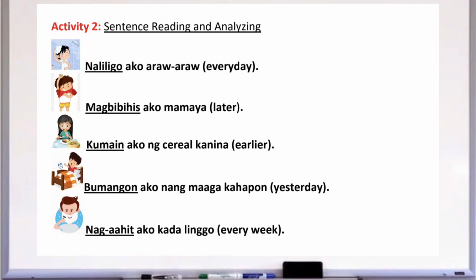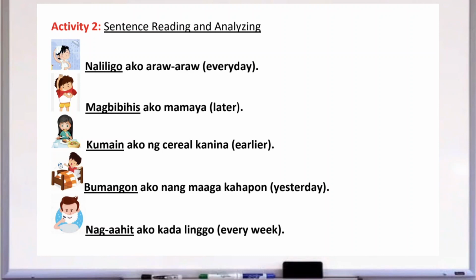All right, let's go. Number 1. Naliligo ako araw-araw. Number 2. Magbibihis ako mamaya. Number 3. Kumain ako ng cereal kanina. Number 4. Bumangon ako ng maaga kahapon. And the last one, nag-aahit ako kada linggo. Can you do it? Can you repeat after me?